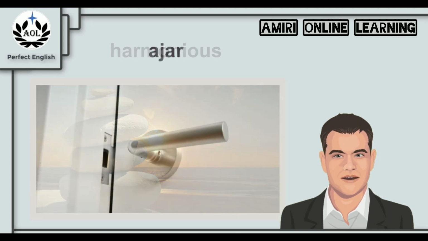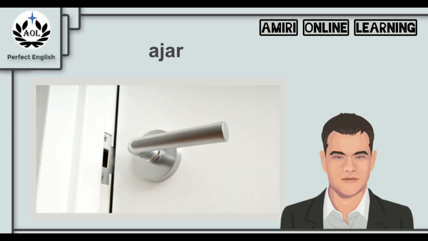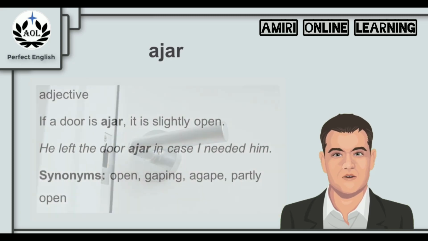And now let's move to the next keyword, ajar. Let's take a look at this picture. Now we can see a door that is not exactly closed, but it's not exactly open either. It is slightly open. Could that be the meaning of the word ajar? Let's find out. Now, ajar is an adjective.